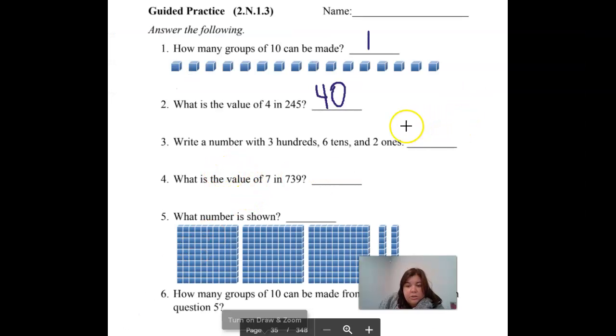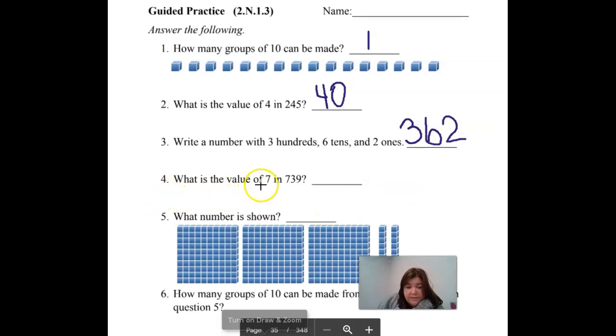Your answer. So we have 300, 6 tens, and 2 ones. So our number is 362. Is that what you got? Why don't you try the next one?